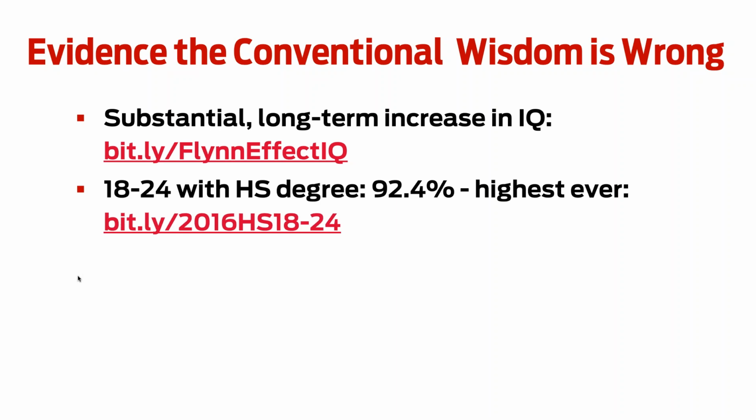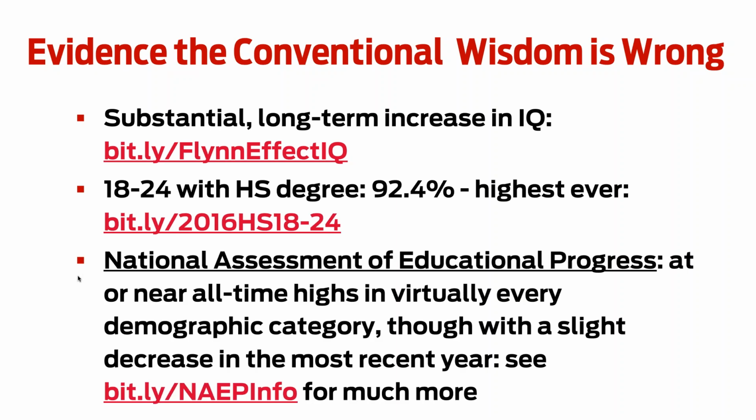If you look at the number of young adults with a high school degree or equivalent, it's the highest it's ever been. It continues to creep up year after year. If you look at the gold standard for assessment, the National Assessment of Educational Progress, this is sometimes referred to as the nation's report card.